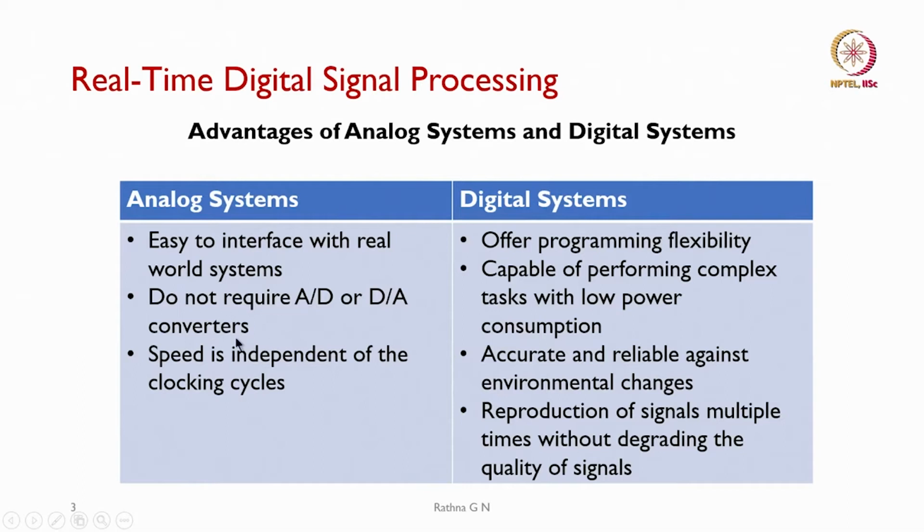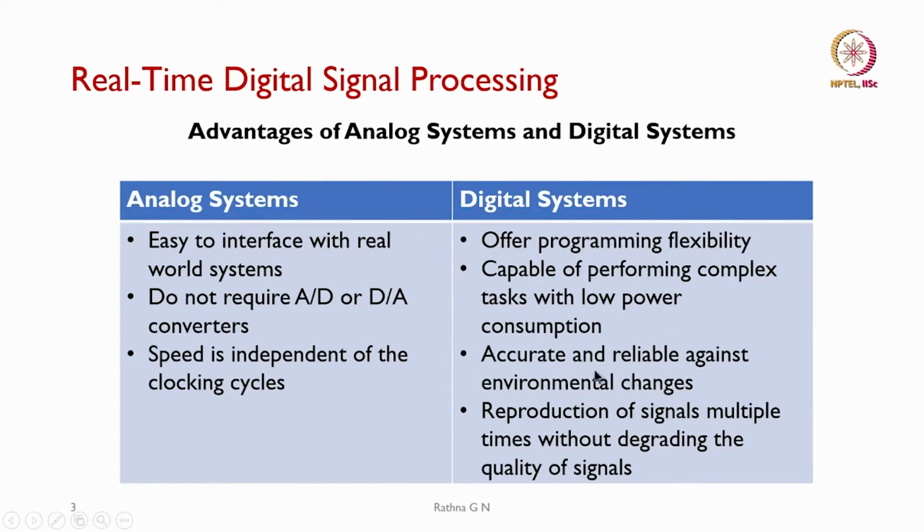And then, the speed is going to be independent of the clocking cycles. So, there is no need to sample the signals, whereas in the digital domain, sampling has to be done, and it depends on the sampling frequency and the frequency components present in the input signals. One of the advantages in this case is that it is going to be accurate and reliable against environmental changes.